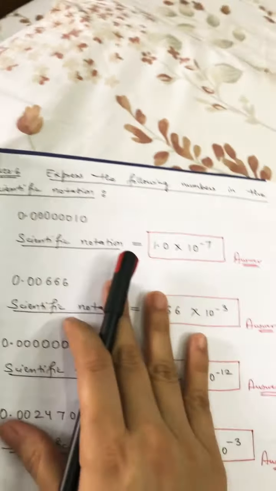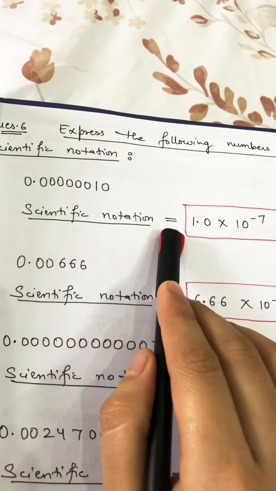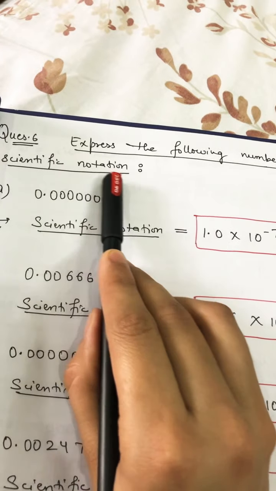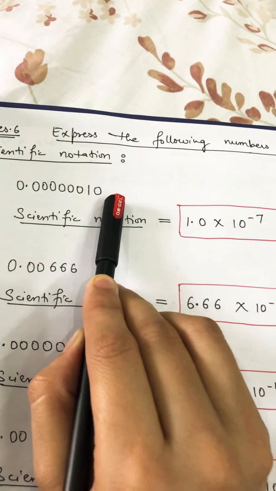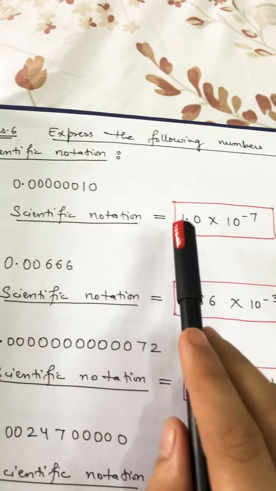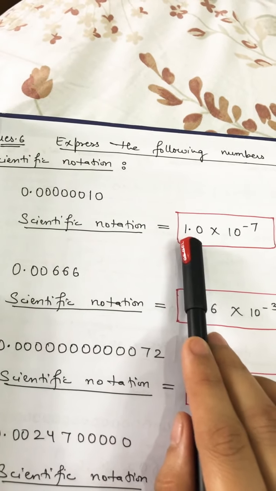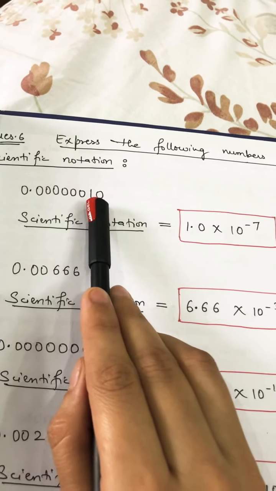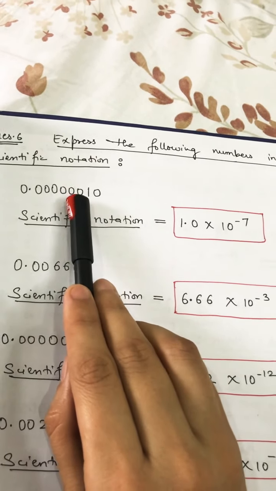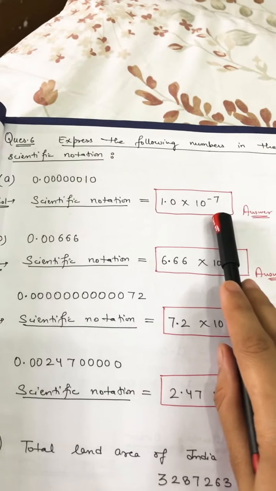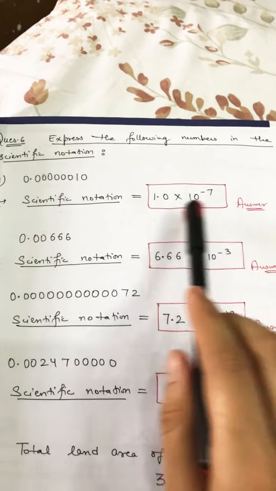0.0000010. So for scientific notation, you have to shift the decimal from here to the right side, after the first digit. So the first digit is 1. After this first digit it will be 1.0. Now before the 0, how many numbers are left? 1 2 3 4 5 6 7. So 10 raised to the minus 7. This is your answer.